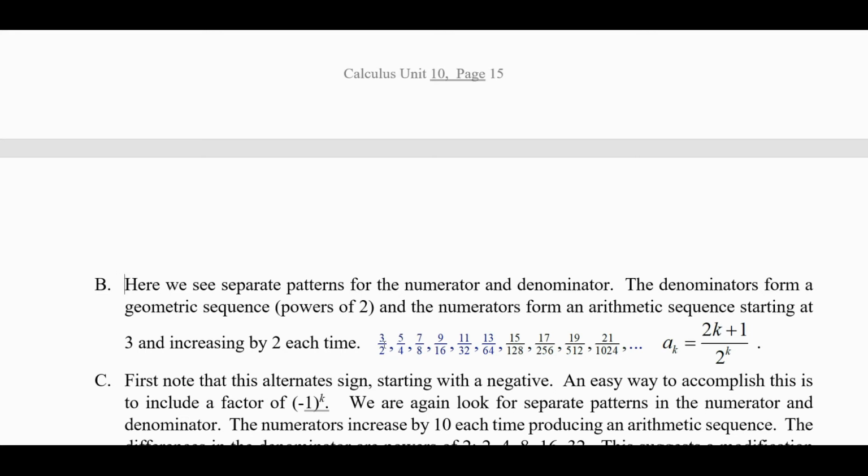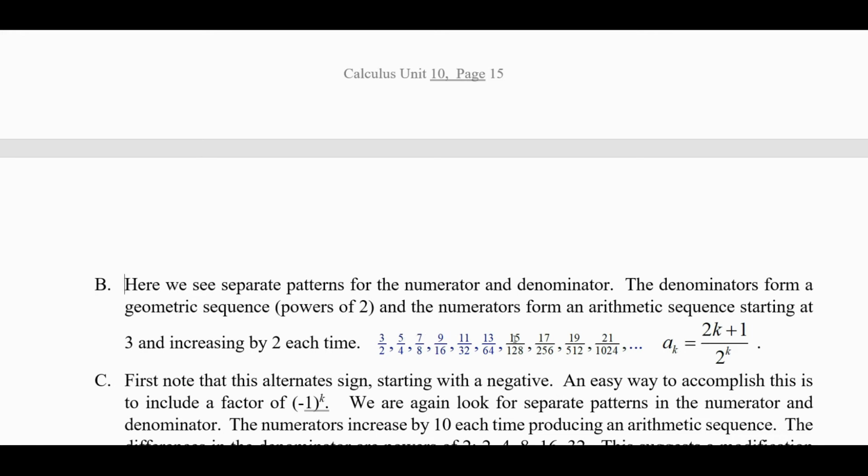So this next one, the blue part here, is what was given, just to remind ourselves. We're going to see a separate pattern for the numerator and denominator. The denominator is pretty easy. It's just powers of 2: 2 to the first, to the second, to the third, to the fourth. So it's just 2 to the k in the denominator.